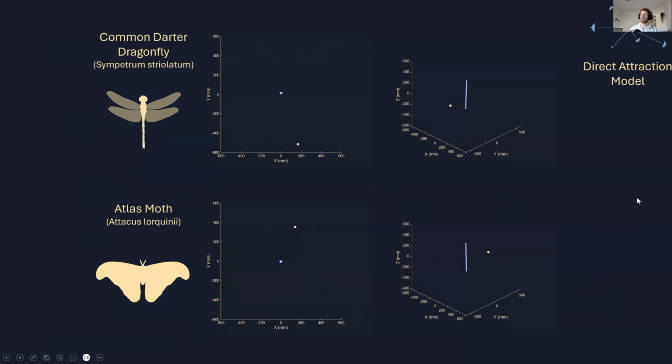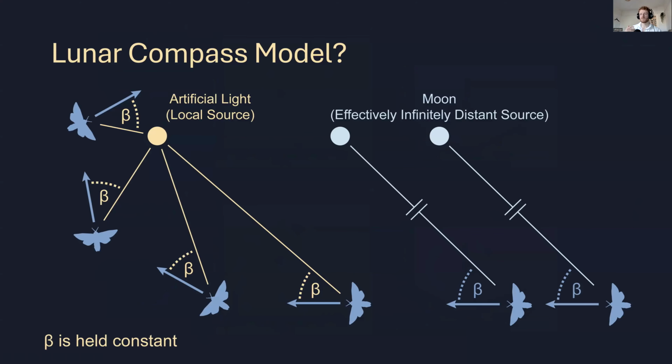And so that really argues against direct attraction. So we can look at some of the indirect attraction models and see whether they might support it. The most popular one, the one that I said was most commonly likely to be encountered, was the idea that the moon is an effectively infinitely distant source. So what does an infinitely distant source really mean? Well, it means your movement is meaningless for the actual distance between yourself and the object.